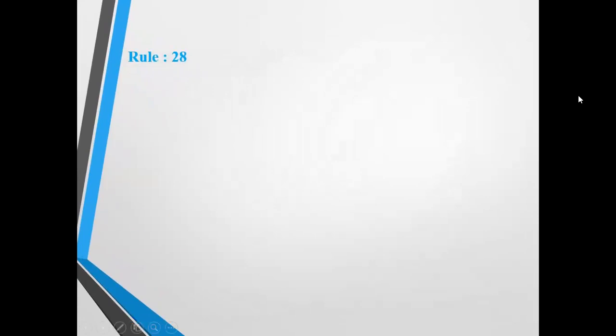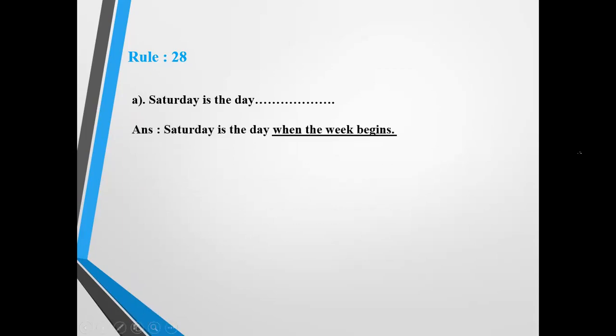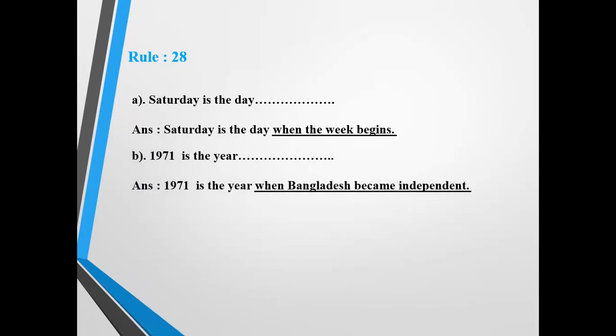Now rule 28. Saturday is the time dash. If there is time plus time, then "when" will be used. So the structure will be: when plus subject plus verb. So the answer will be: Saturday is the day when the week begins. Then 1971 is the year dash. Answer: 1971 is the year when Bangladesh became independent.